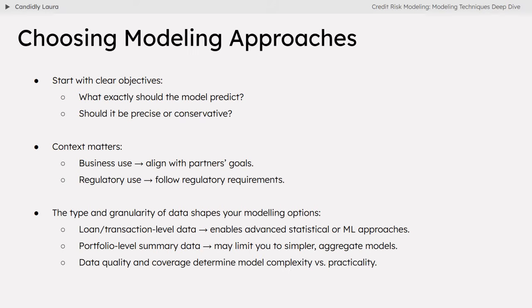Then we consider the data we have available in order to achieve those success criteria. For example, if you have more granular data at loan level or transaction level, then your approach will be different than if you only had portfolio level summary data, which wouldn't allow for more complex approaches. Ultimately, your selection for modeling approach should be logical and fit for purpose.